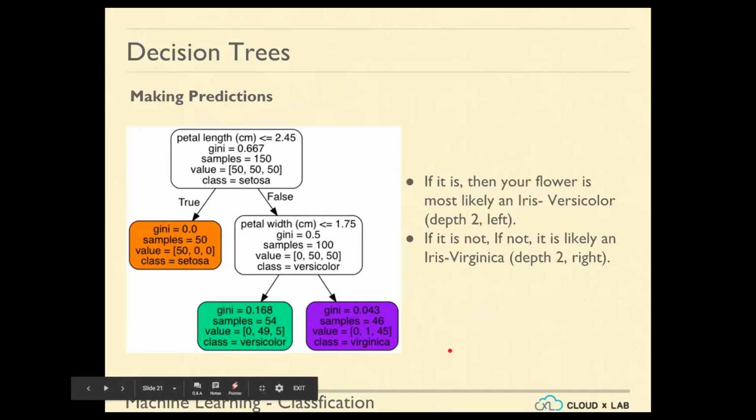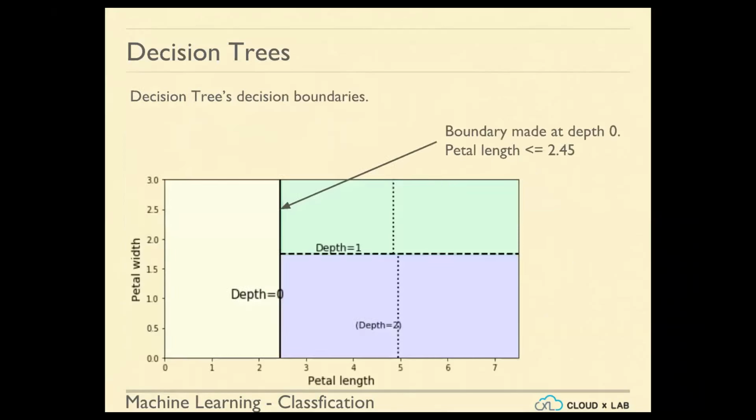Now let's go ahead. Decision trees basically have something called boundaries.